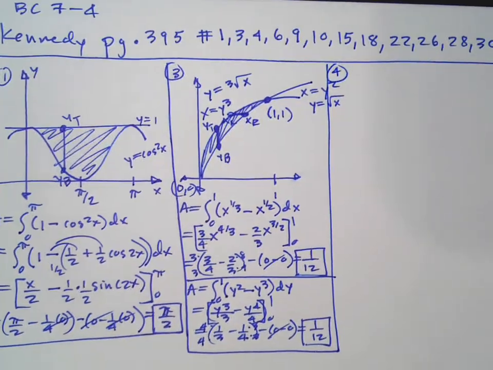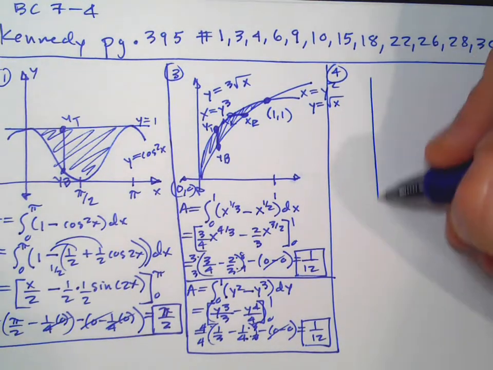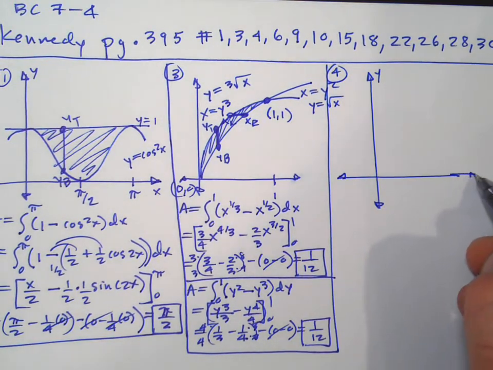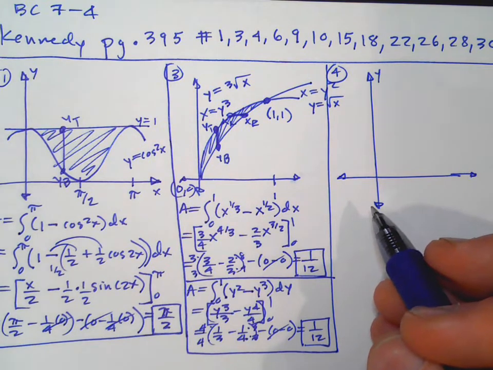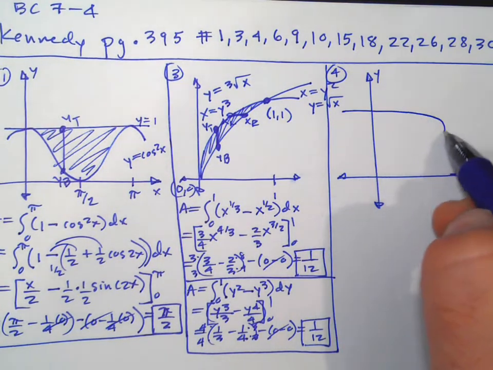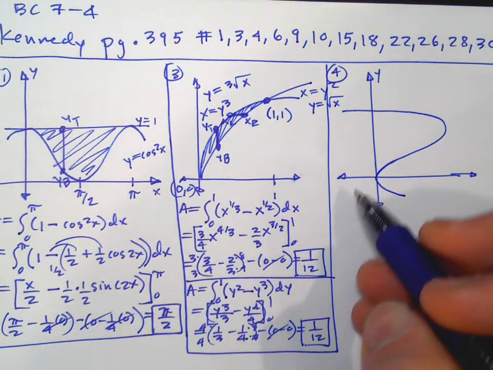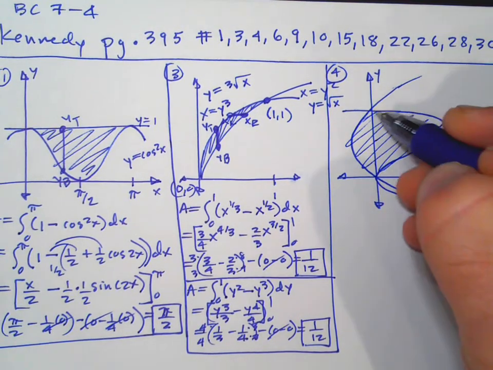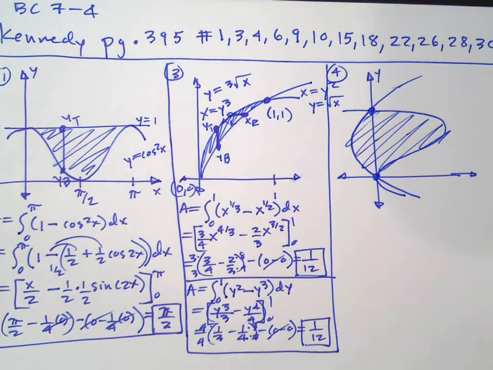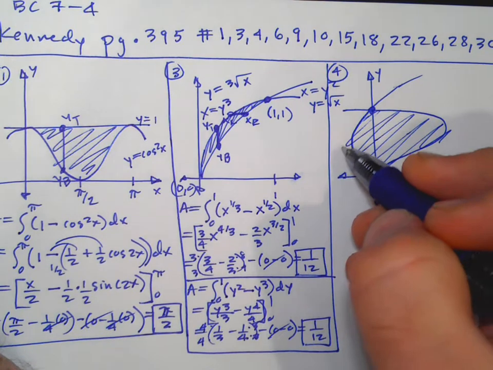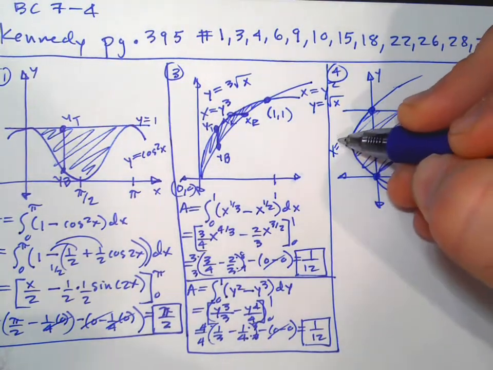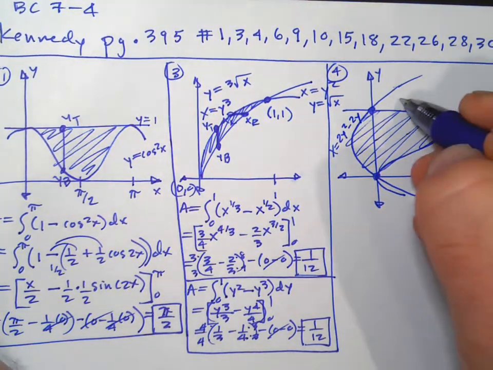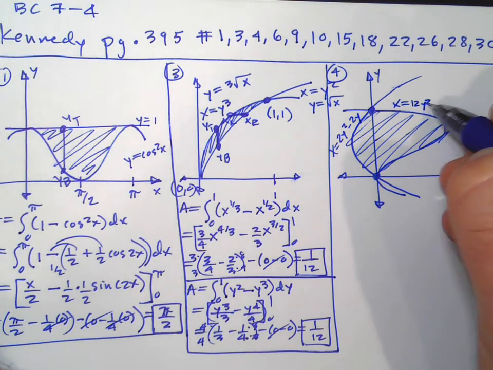Number 4 is kind of crazy looking. So it looks like that. And then there's another one that looks like that. And we're trying to find this area here. So it's kind of crazy. The functions are given to you in a way that is friendly for horizontal slices. X equals 2y squared minus 2y. And this one is x equals 12y squared minus 12y cubed.